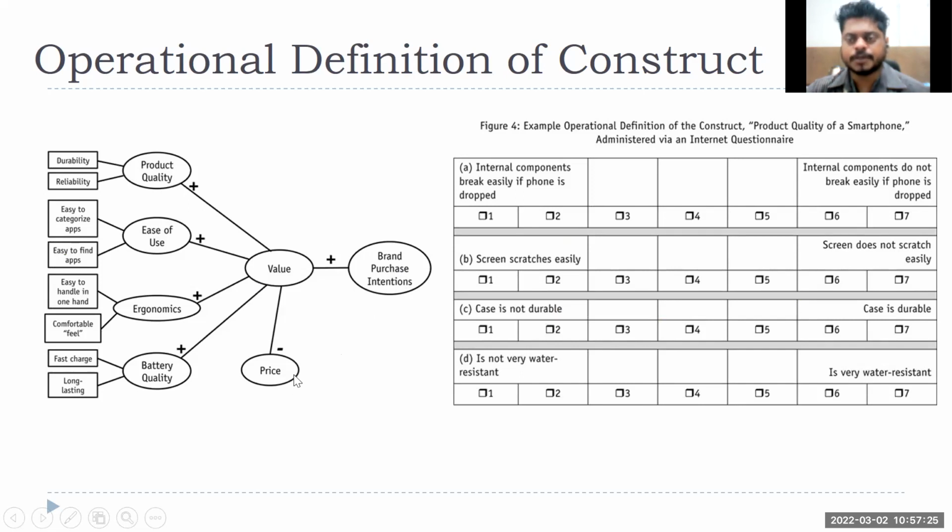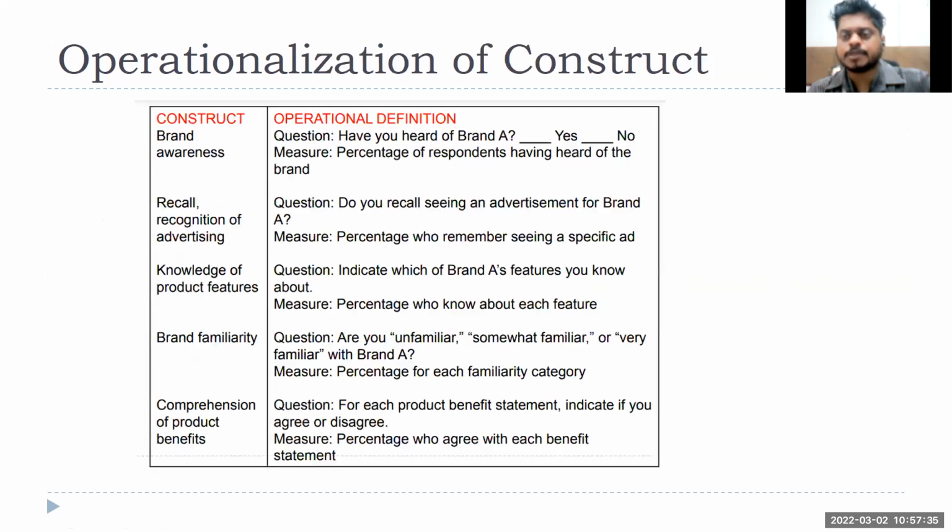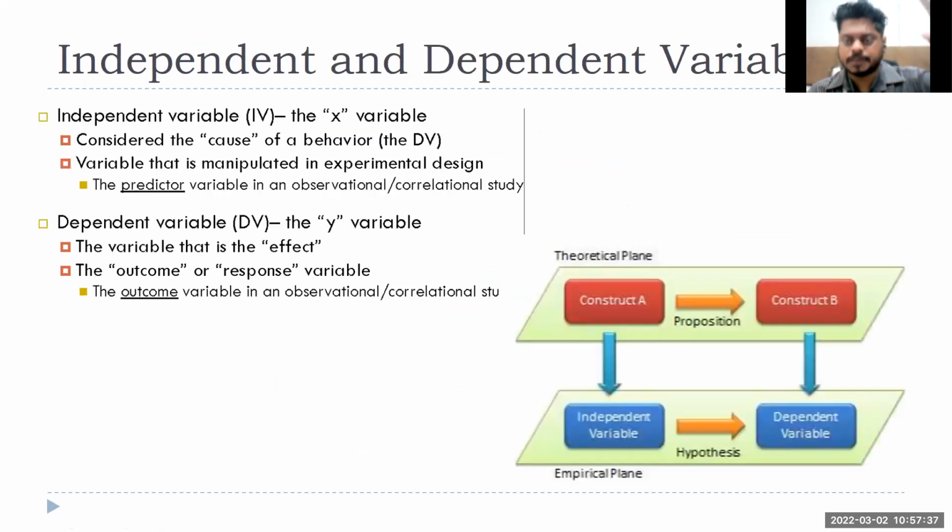So what does it mean? Your coefficient of product quality is high. If it is significant, p value is less, then I'll come back and say that product quality is the most important factor, the most important dimension which has a relationship with your dependent variable, which is intention to purchase.